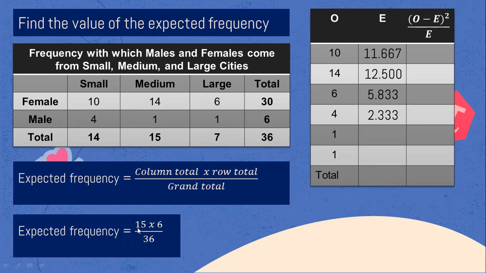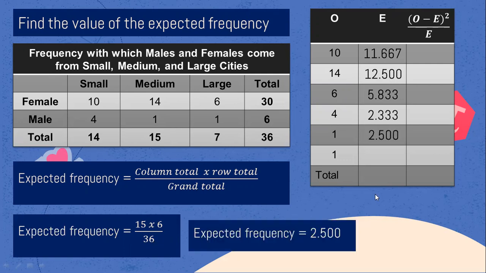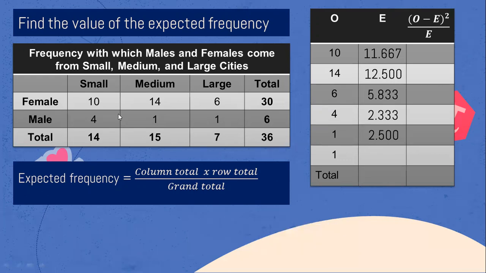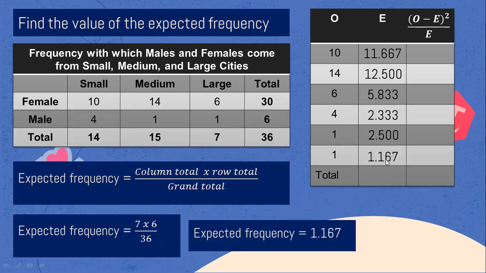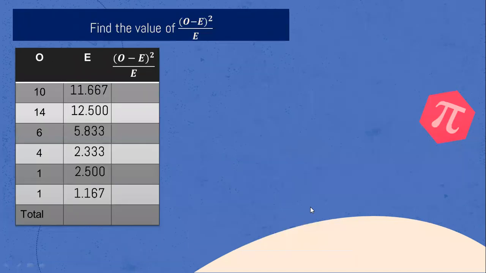Therefore, we find the product of 15 and 6 divided by 36. The answer is 2.500. The last one, those males who came from large city. What is the column total of 1? We have 7, and the row total of 1 is 6, divided by the grand total. That is 7 multiplied by 6 divided by the grand total, and the answer is 1.167. Okay, the expected frequency is now complete. We have all of these frequencies already. Let's now move on to the next process.